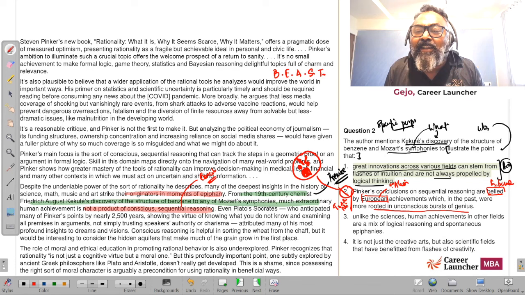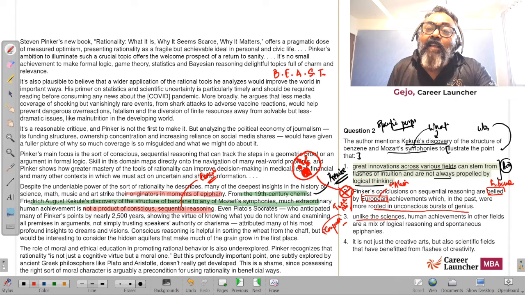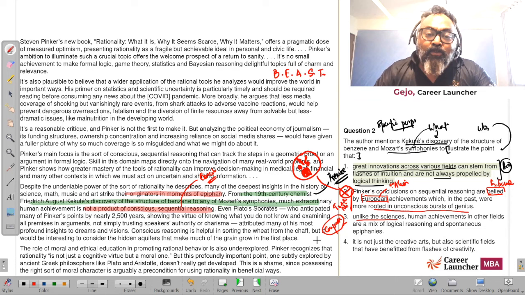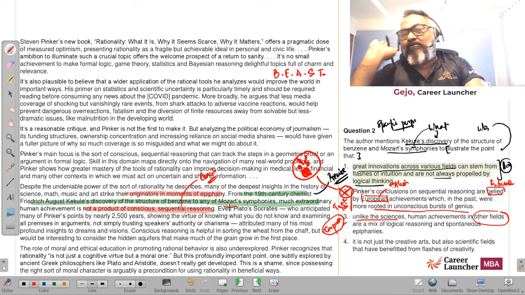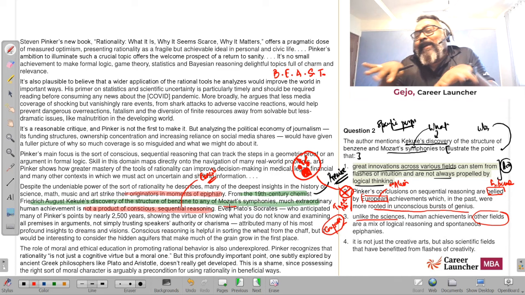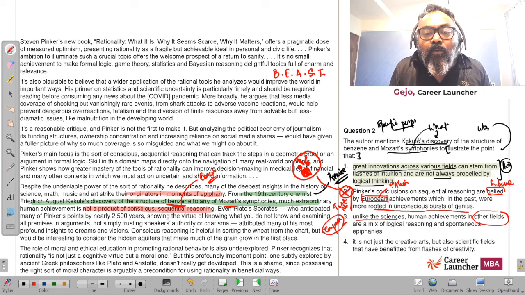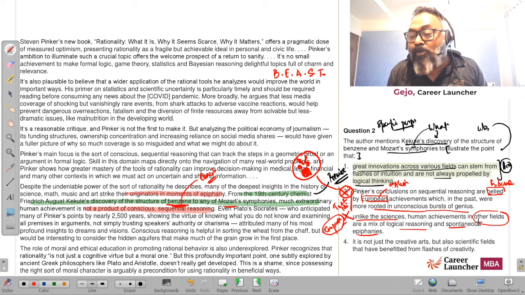Let's look at three. Unlike the sciences, now we are making a comparison. Look. An unnecessary comparison is happening here. This is already an alien idea because no comparison has been made between sciences and human achievement. Unlike the sciences, human achievement in other fields. What is other field? Other field than sciences. Now, look at this. Mozart, not a scientific person at all. He makes songs. But what about this benzene ring? What about this? Our mix of logical reasoning and spontaneous epiphanies, this is the wrong comparison.